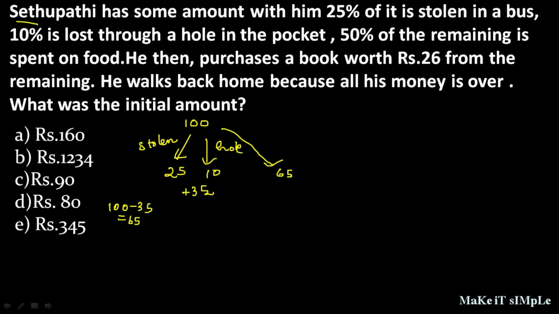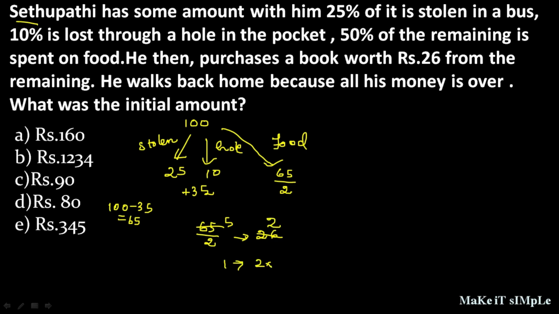From the 65 units, 50% is 65 by 2. Okay, from the remaining he spent on food, so the remaining 50% is also spent on food. The 50% is 65 by 2. Another 65 by 2 will be there. This one is buying the book. The actual value they have given us is 26. Okay, now what we'll be getting? We'll be getting 5 here, then 2 here.